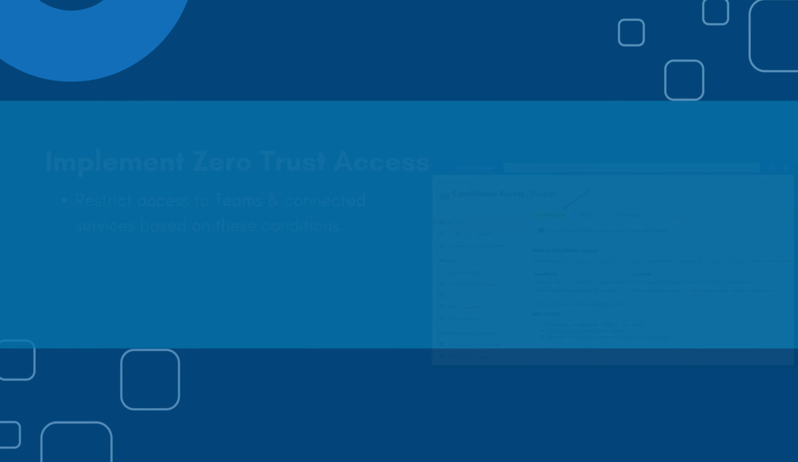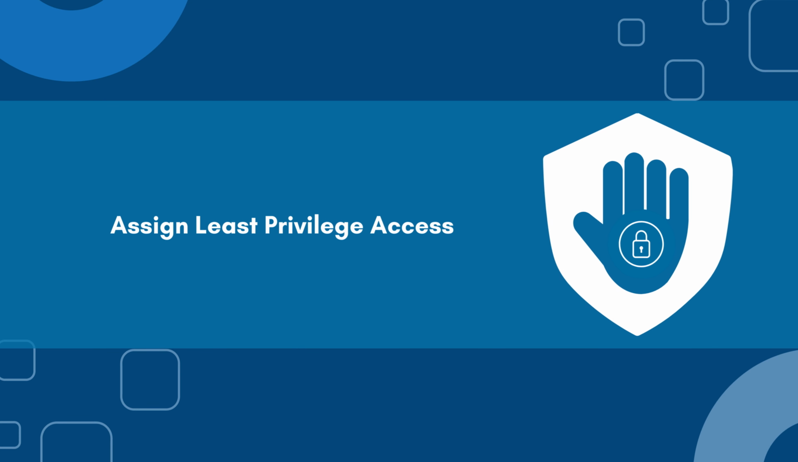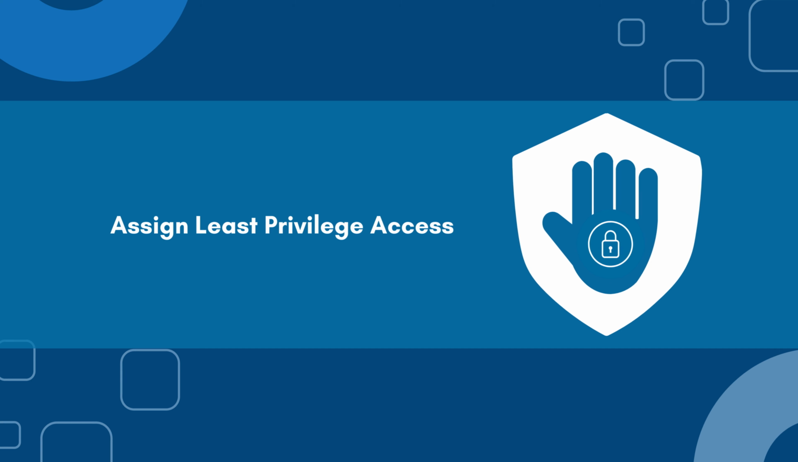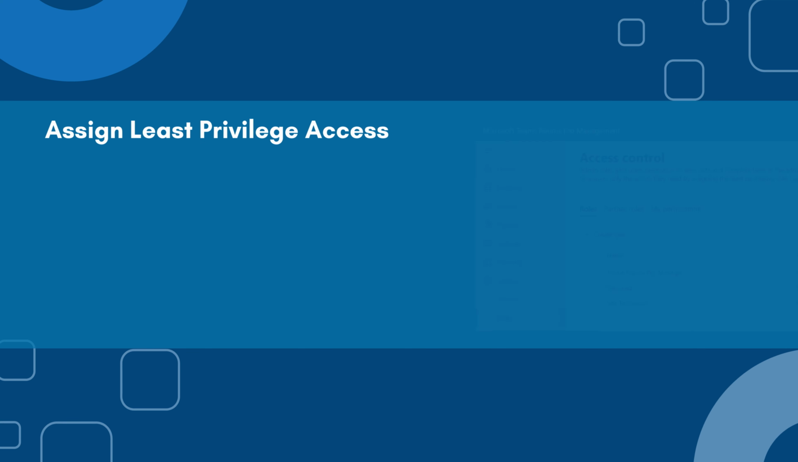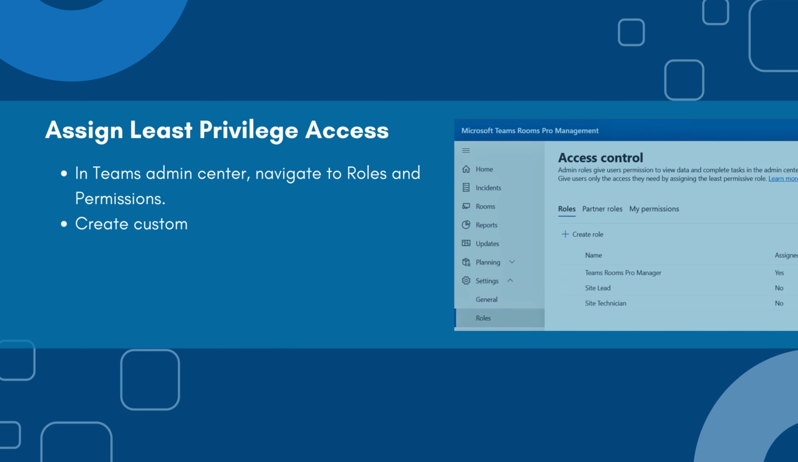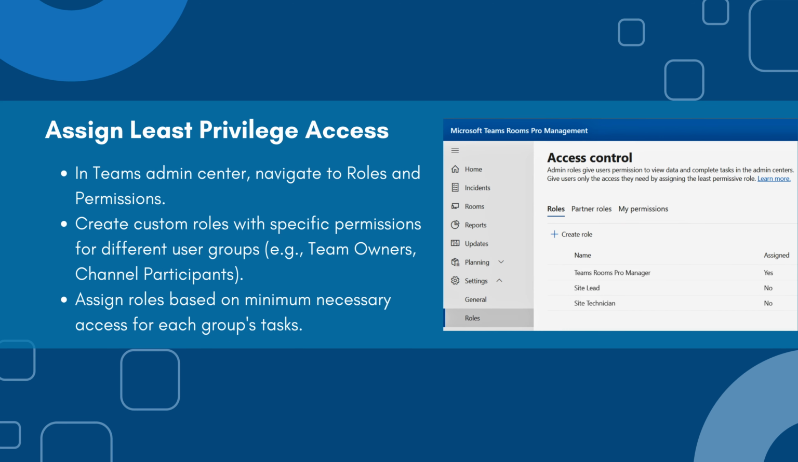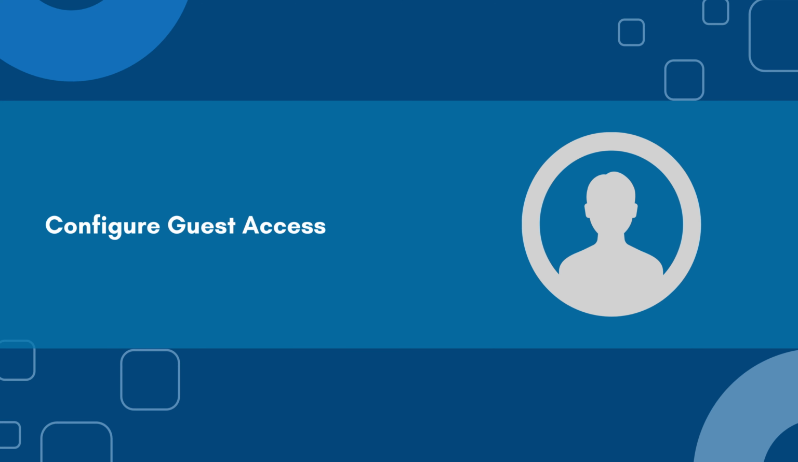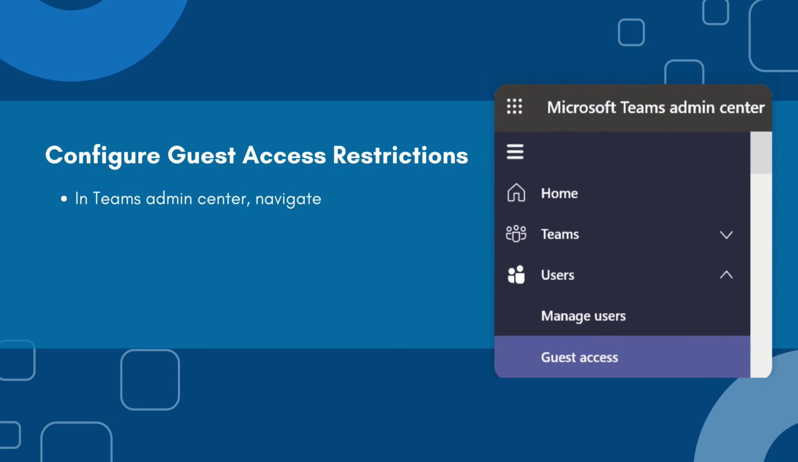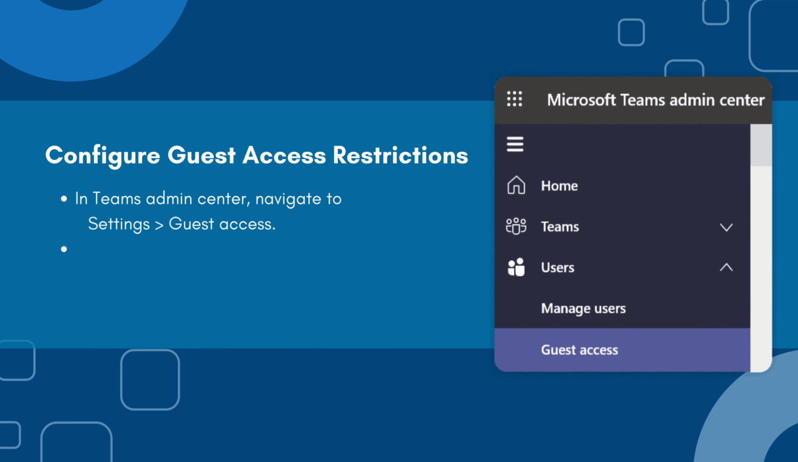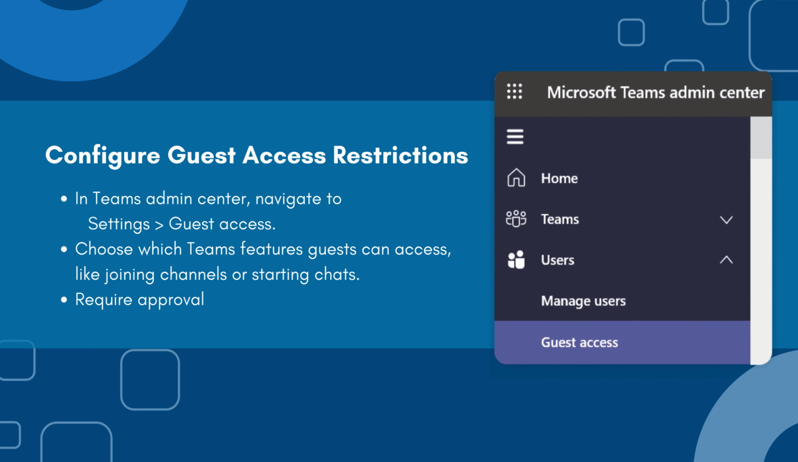Assign least privilege. Minimize potential risks by granting users only the permissions they need to perform their tasks. Create custom roles with specific permissions in the Teams Admin Center by navigating to Roles and Permissions. Avoid giving broad access to all users. Configure guest access. Navigate to Guest Access under Settings in Teams Admin Center. Configure guest access settings to limit what guests can do and see within Teams channels and chats.